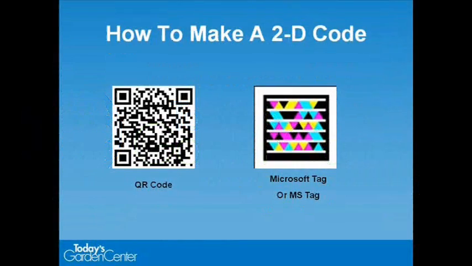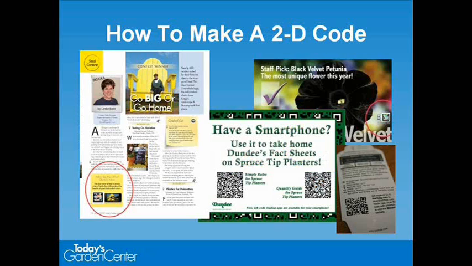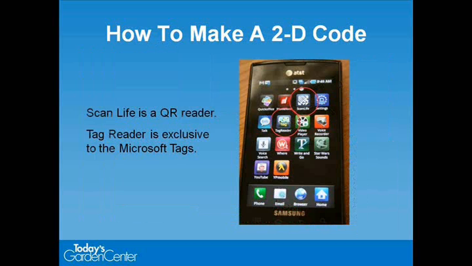Welcome to the world of two-dimensional barcoding. You'll hear them called by multiple names: snap tags, QR codes, or even matrix codes. Because they are two-dimensional, they can store more information than traditional barcodes. These 2D barcodes can be used in retail at the point-of-purchase display level, as well as in marketing and in print advertising.